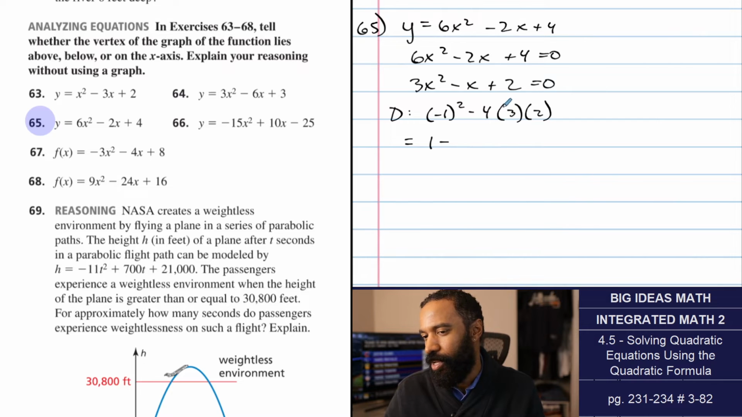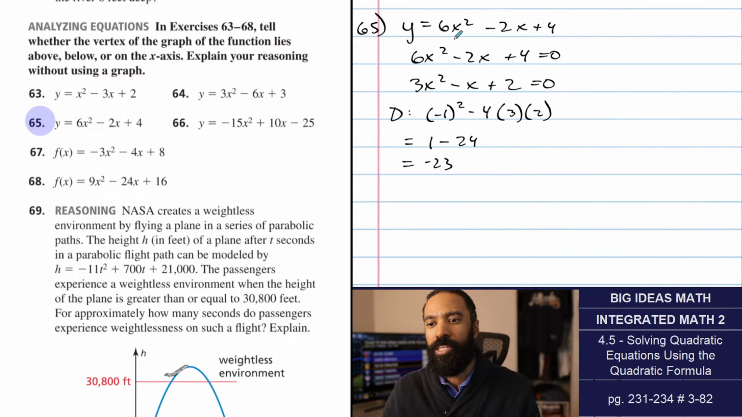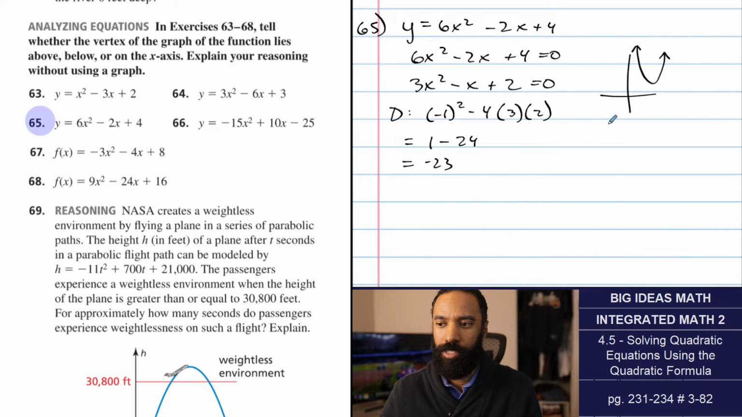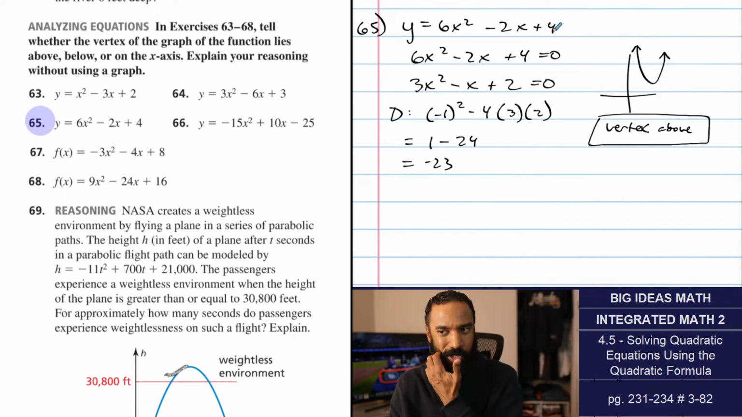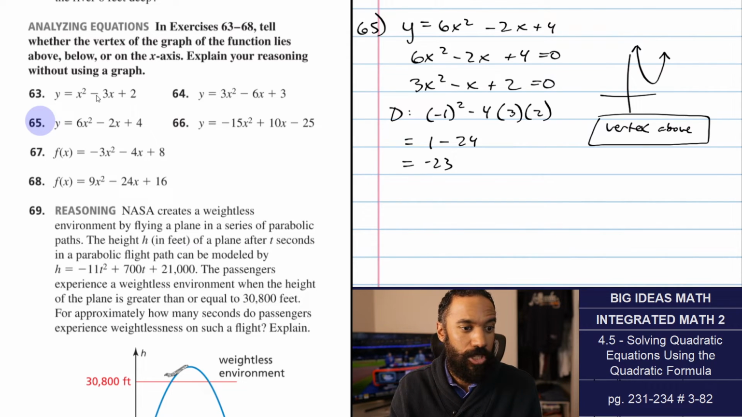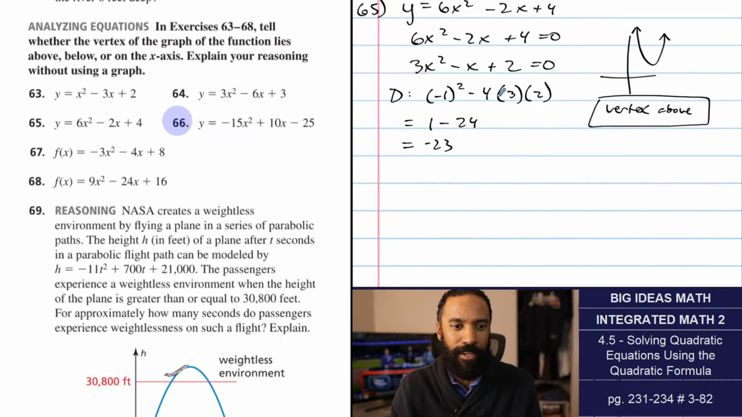1 minus big boy, 24. So negative 23. So it's an upward-facing graph. It was an upward-facing graph. This is not touching the x-axis at all. This is vertex above. Vertex above. No real solutions. That doesn't necessarily mean it's always above. You have to see which way it faces. Like these two are 66 and 67. You can see the a is negative.